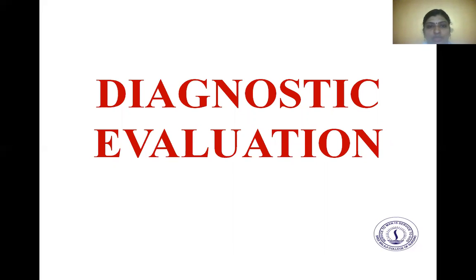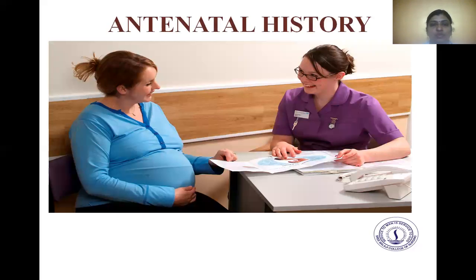Coming to the diagnostic evaluation, the first and foremost is history collection. First one is the antenatal history. In the antenatal history, we should ask for a previous history of abortion, whether the mother has delivered any RDS baby, and if it's a primary mother. We have to ask about the mother's exposure to any radiation or infection. So all the relevant history should be asked of the antenatal mothers.